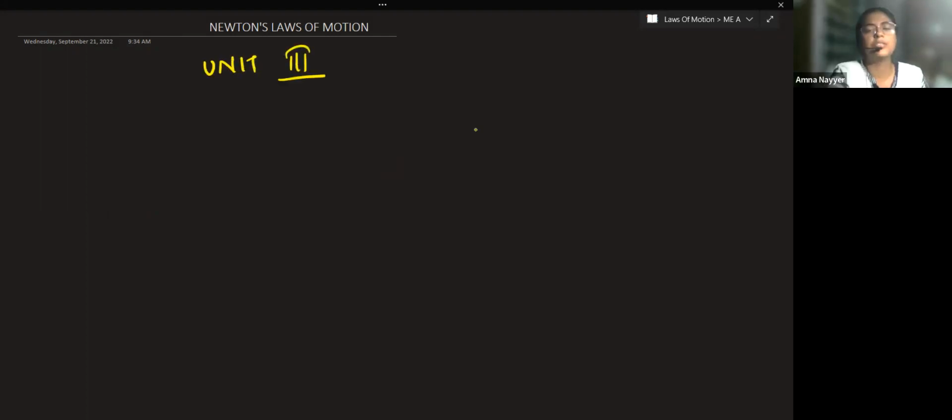The first unit was about physical world and measurement. The first chapter was about physics. That chapter does not come in your exam. Then you have chapter 2 where you deal with units and dimensions, that is your dimension analysis. Error analysis is not a part of your syllabus, but dimension analysis and these topics are. Then chapter 3 was your motion in a straight line. Chapter 4 was your motion in a plane. And now this is your chapter number 5, that is laws of motion.